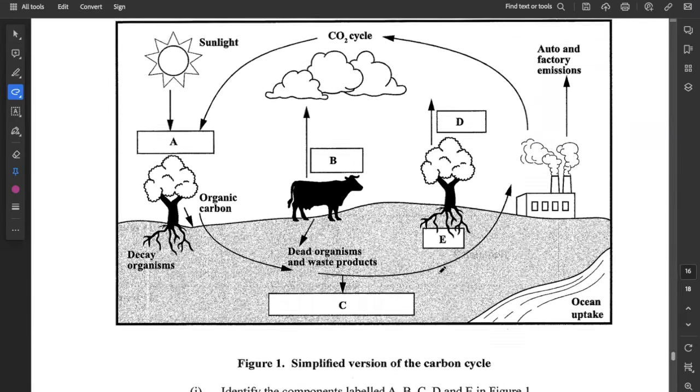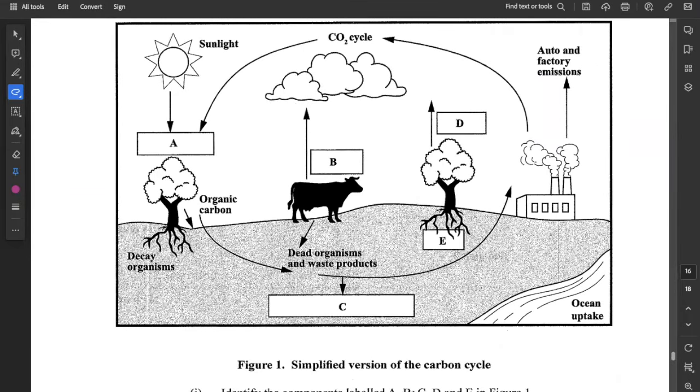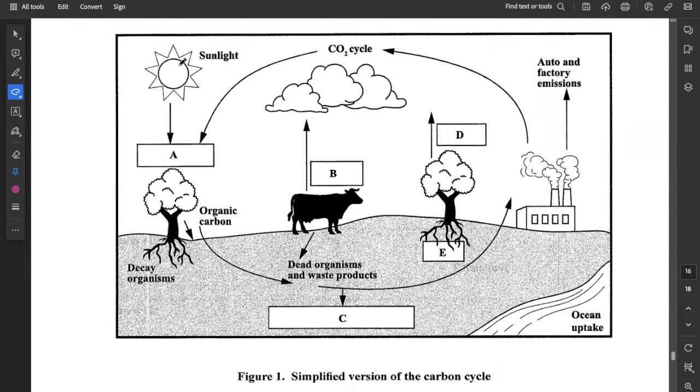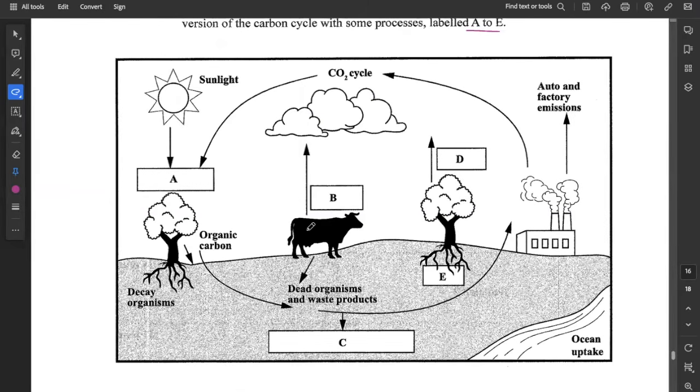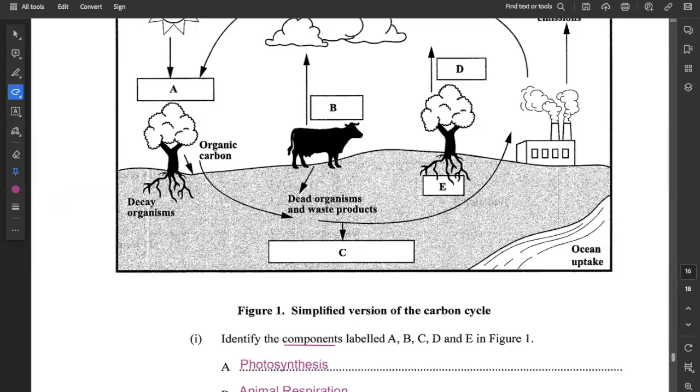And then now they're going to ask us to identify the components labeled A, B, C, D, and E in figure 1. So let's look at A. A shows sunlight, right? Having some conversion and going into these plants, right? So that process would be photosynthesis, where we trap the sunlight and the plants use that, right, to make their food. So this is a photosynthesis step. So that's A. And then B, now we have this cow here. The cow is respiring and giving off carbon dioxide back into the air, right? So that's an animal respiration step in B.